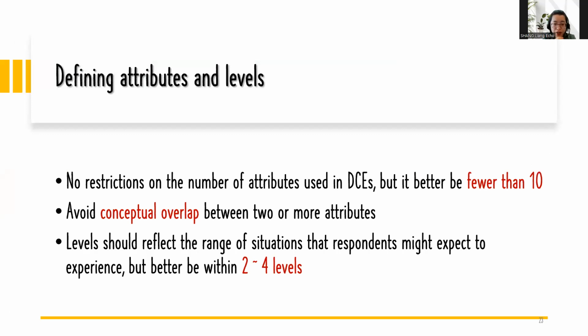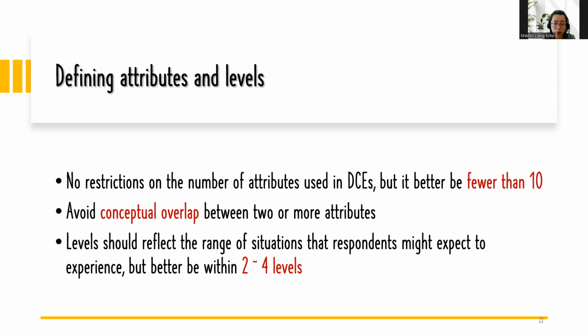So here are some principles that you need to take into consideration when you define attributes and their attribute levels. Basically, there is no restriction on how many attributes you can use in a discrete choice experiment. But of course, the more attributes you have, the more complex the experimental design will be. So usually we should keep our number of attributes fewer than 10, to keep our experimental design as simple as possible.